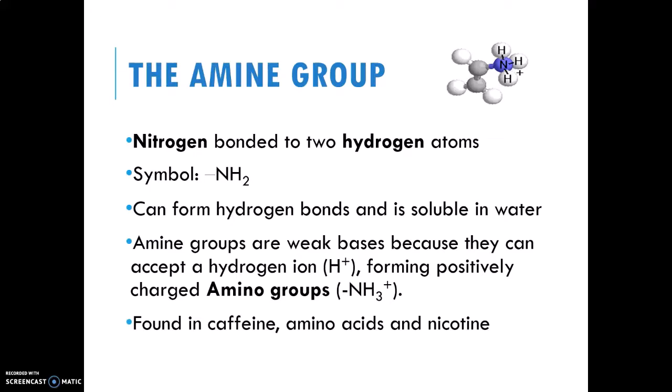You find amine groups in molecules such as caffeine, but probably most famously, you find them in amino acids. That's where the amino part of an amino acid comes in. So an amino acid always has an amine group, and it also has that carboxyl group, which gives it the acid part.